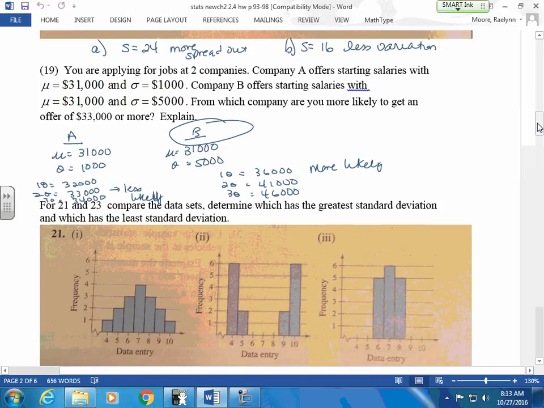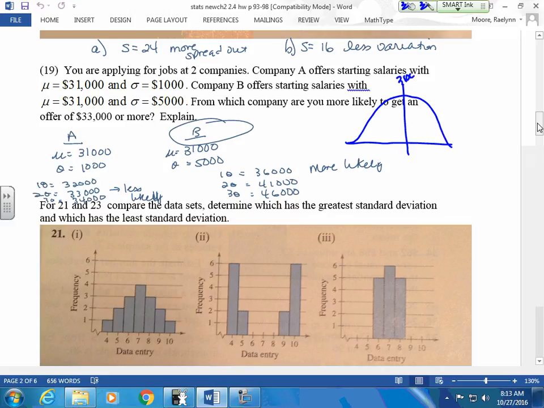19. I know a lot of you got stuck on 19. All you have to do is just think of this problem. So you're applying for 2 jobs. Sarah, you go to company A. They have a mean average of 31,000 with a standard deviation of 1,000. So let's just look at that for a second.